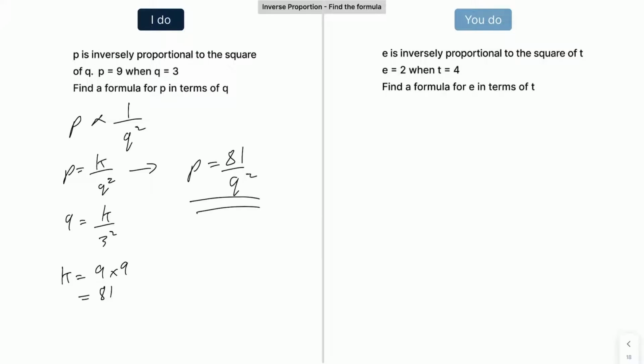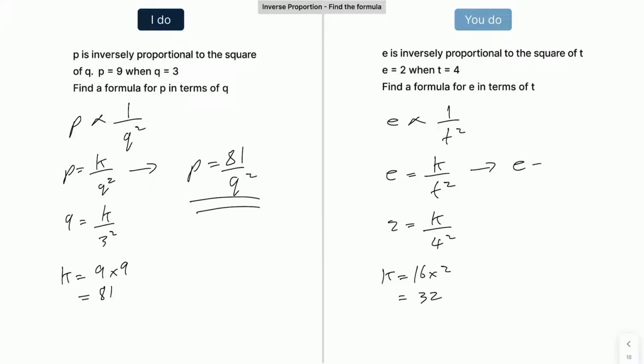And then looking on the right side, we have E is inversely proportional to the square of T. So that's E is equal to K over T squared. And sub the values in: 2 is equal to K over 4 squared. K is equal to 16 times 2, which is equal to 32. And that becomes E is equal to 32 over T squared.